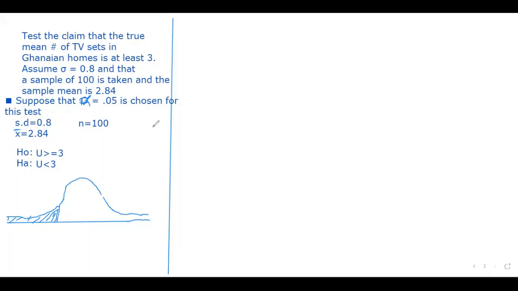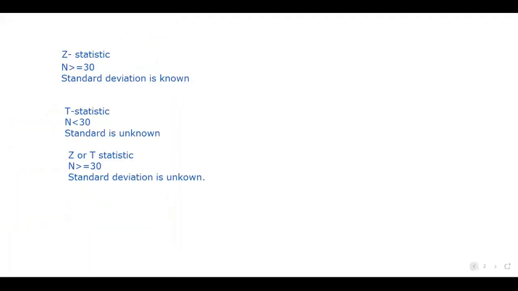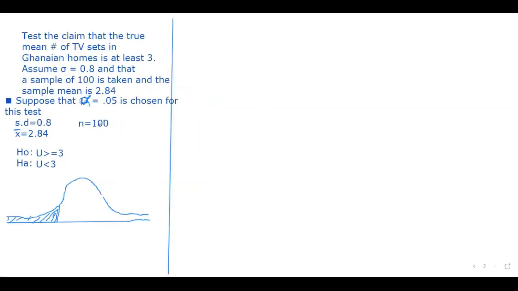Now the question you have to ask yourself is, which type of test am I going to use in this particular question? I've given you the rules. For Z statistic, your N must be greater than or equal to 30, and the standard deviation must be known. You get it? Looking at this question, our N here is greater than or equal to 30, and our standard deviation is known. So here we are going to use the Z test, or Z statistic.